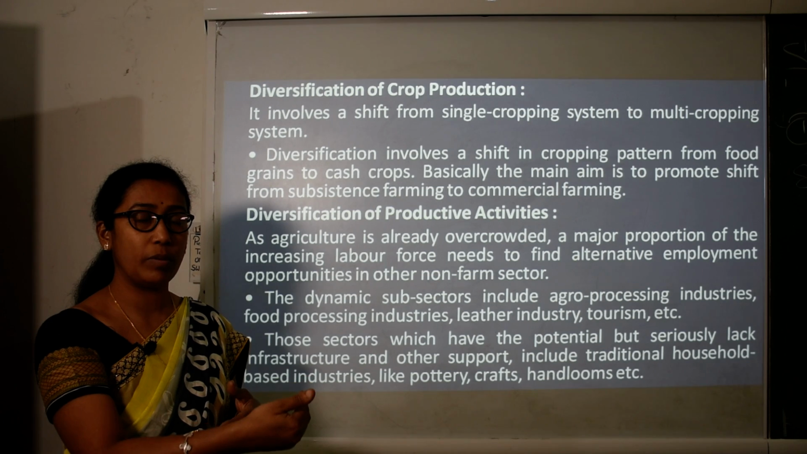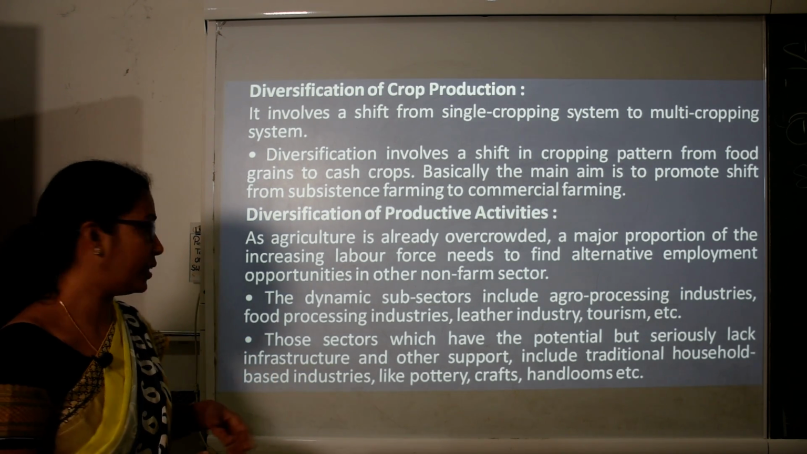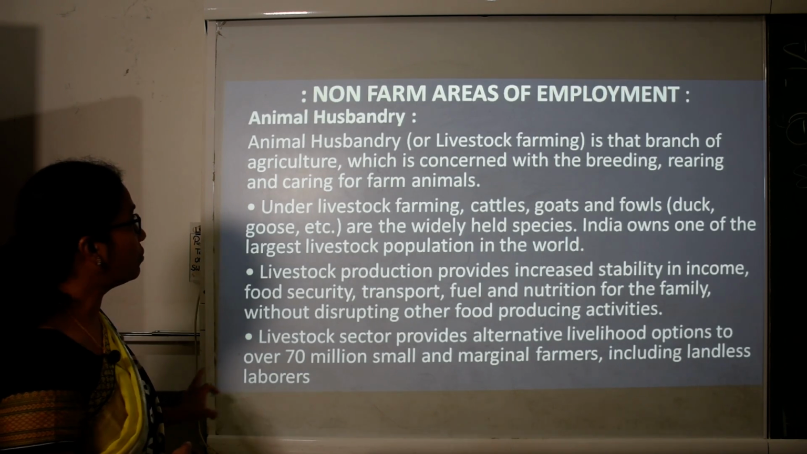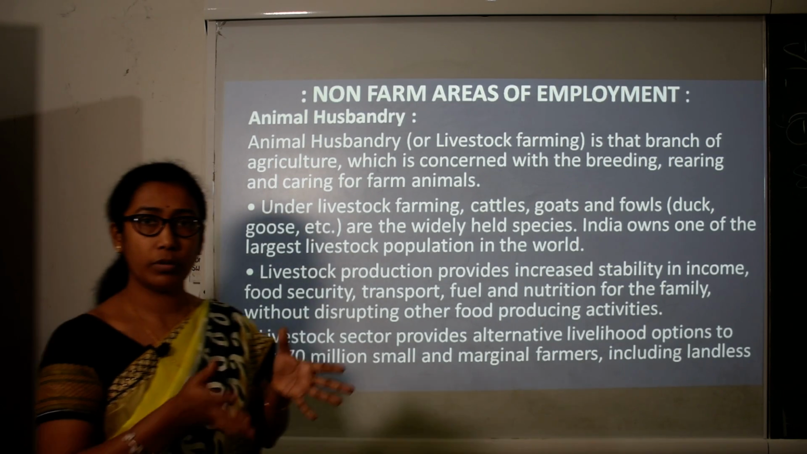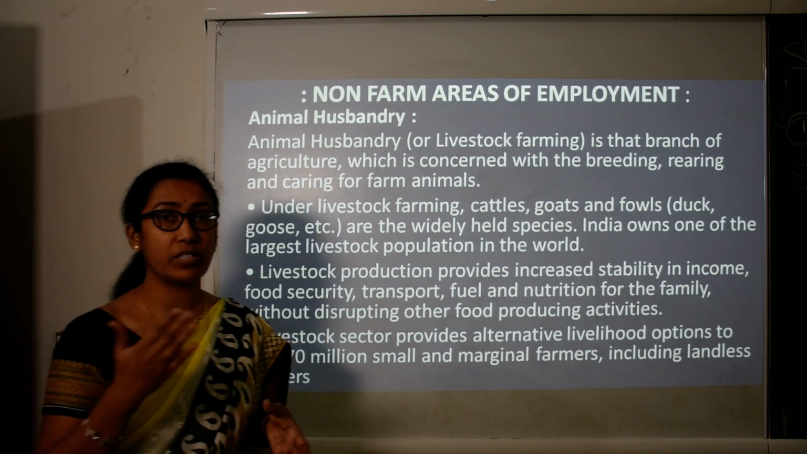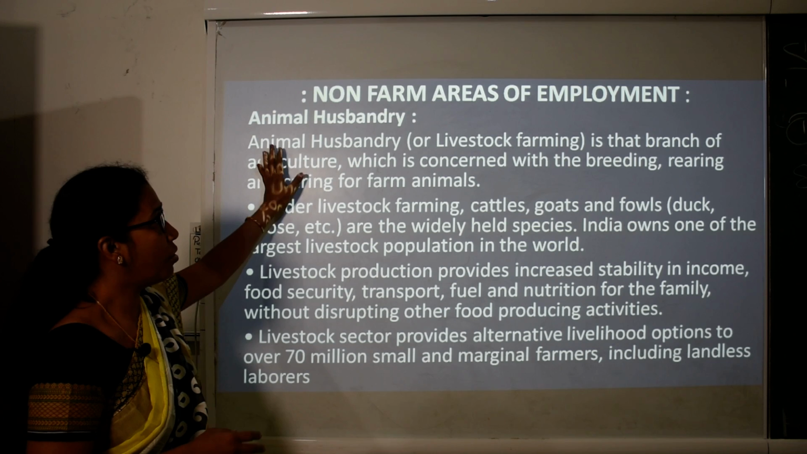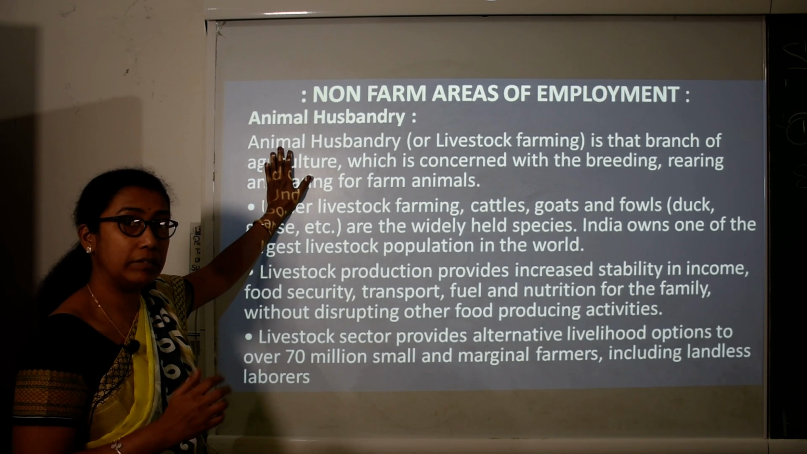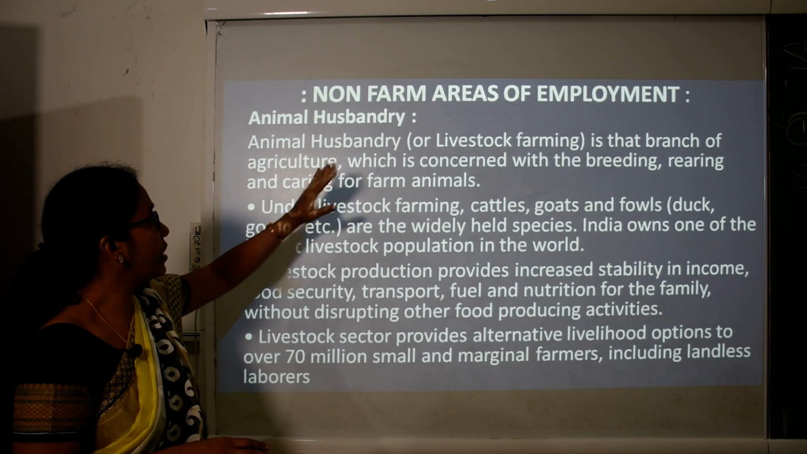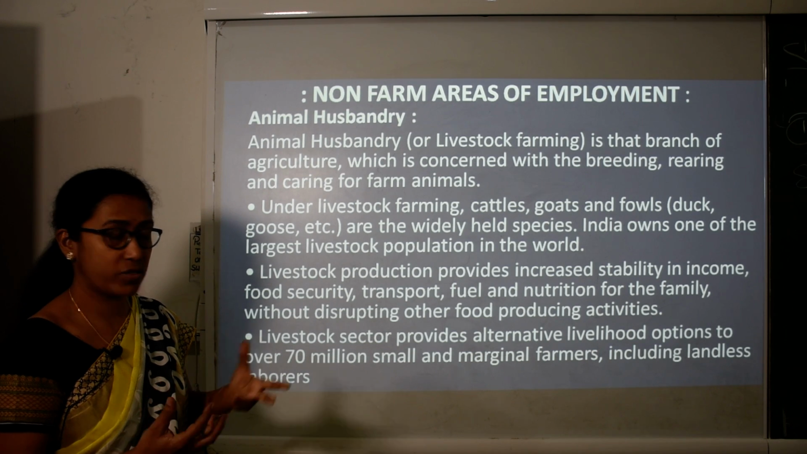So if attention is given to such productive activities, we can improve the condition of these people. Now, along with the farming sector, we have some non-farming areas of employment other than agriculture, which can be animal husbandry or livestock farming.